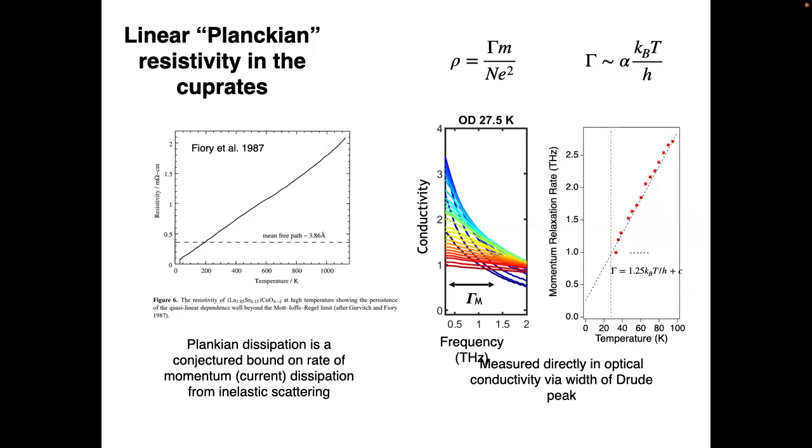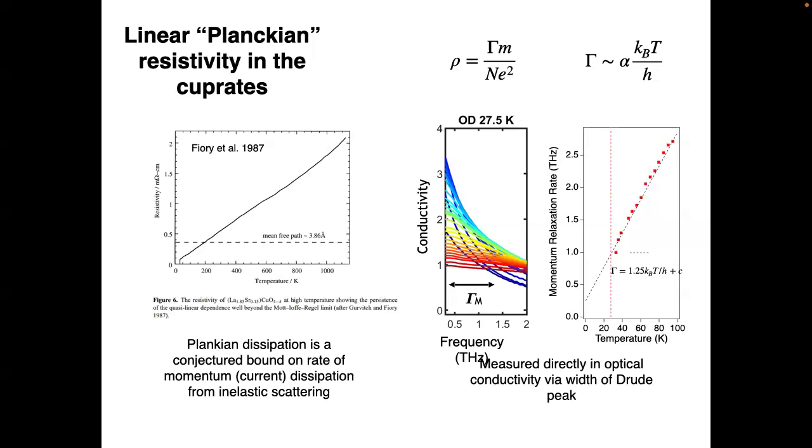This has been called Planckian dissipation because if we infer scattering rate from this temperature dependence, the rate that momentum or current dissipates in the electronic system, it goes like kT with a coefficient close to 1, divided by Planck's constant. Now, some assumptions go into that, but if we measure the optical conductivity directly, this is the optical conductivity of a lanthanum strontium copper oxide film for a slightly overdoped one. The conductivity as a function of frequency shows this kind of notable peak, which is peaking towards zero frequency.